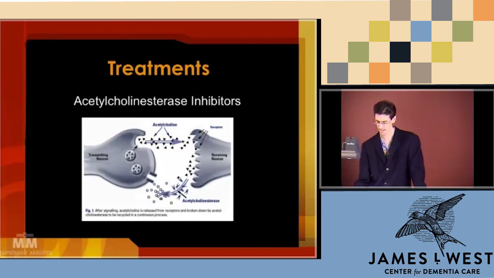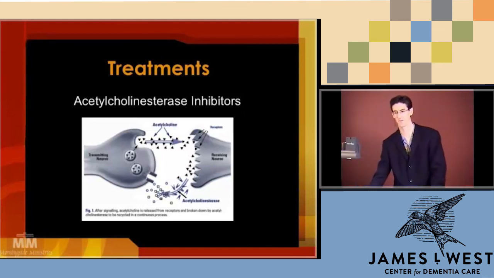There's an enzyme that breaks up acetylcholine and gets rid of it. You don't want acetylcholine just persisting in the cleft. Eventually the nerves need to stop talking to each other. The way they stop is that acetylcholine is metabolized by an enzyme called acetylcholinesterase. These drugs prevent the breakdown of acetylcholine. And if you prevent the breakdown of acetylcholine, then you get more acetylcholine in the cleft, and the nerves can communicate more effectively.